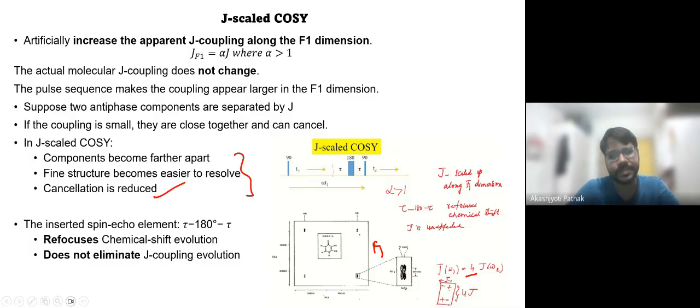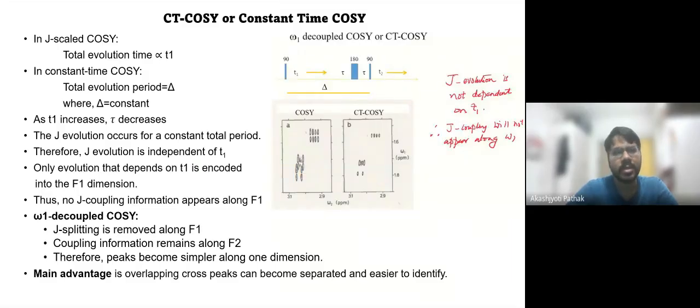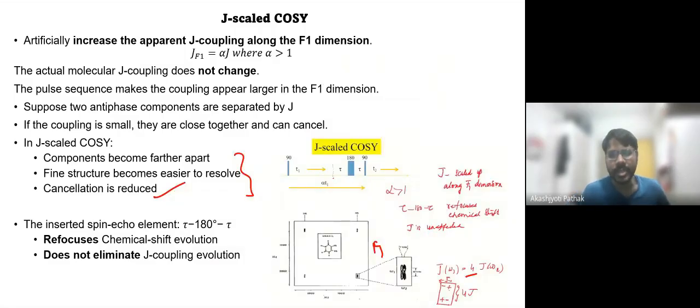Now, another concept that was discussed is the CT COSY, or the constant time COSY. In constant time COSY, the time you are providing in the pulse sequence is constant, delta. Here, with increase in T1, this time is equal to alpha T1. The alpha can be any integer: 1, 2, 3, 4, 5, 30, 32. As you increase this alpha term, your J coupling will become enlarged.